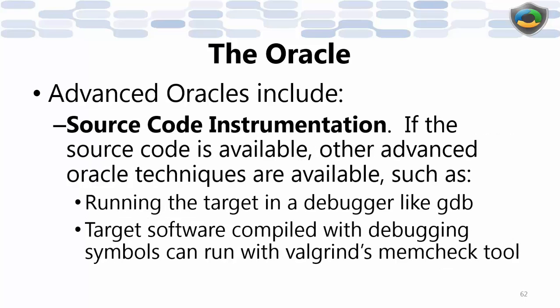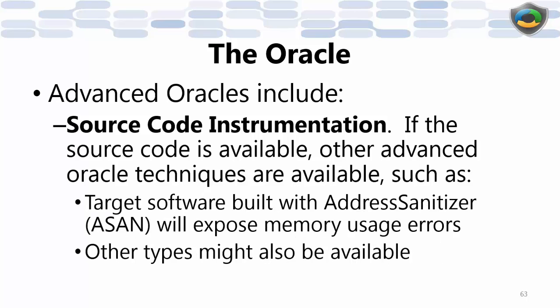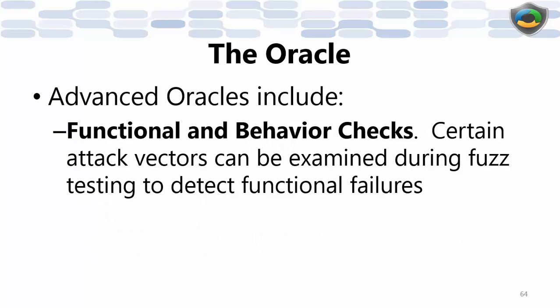All right, source code instrumentation. Again, as mentioned, if the source code is available, there are other things that you can use, like running it in a specialized debugger, compiling with special debug symbols and tools, and using special software that exposes memory usage errors. There can be other things available as well. Functional and behavior checks: as mentioned here, certain attack vectors can be examined to detect function failures.